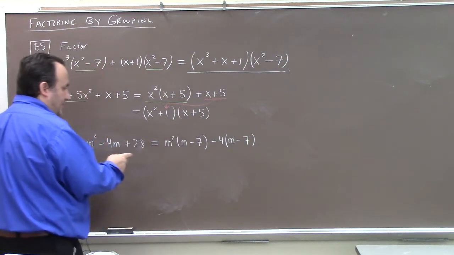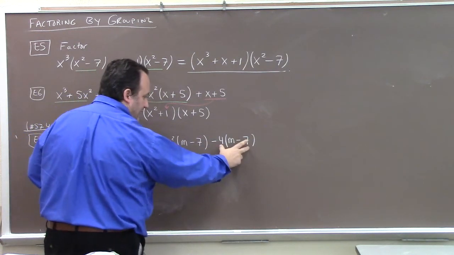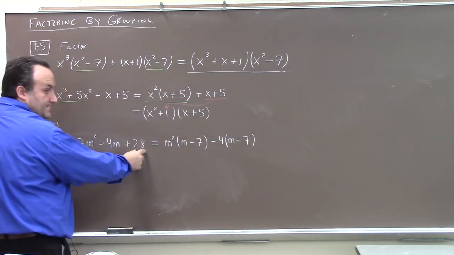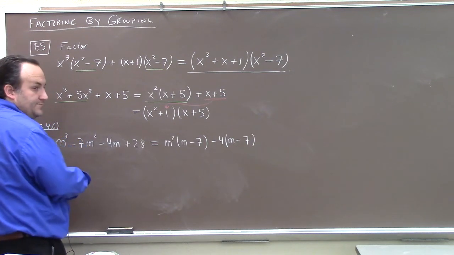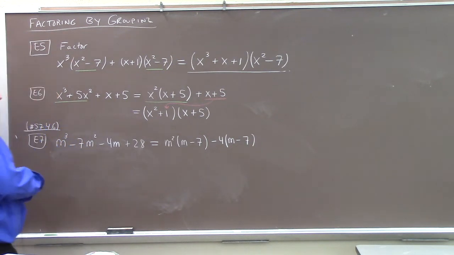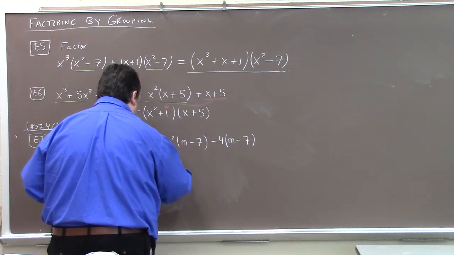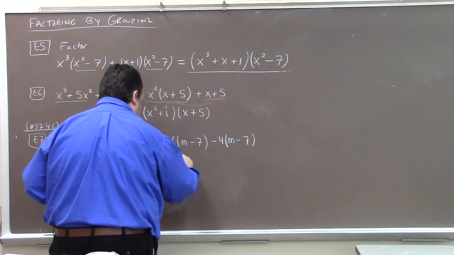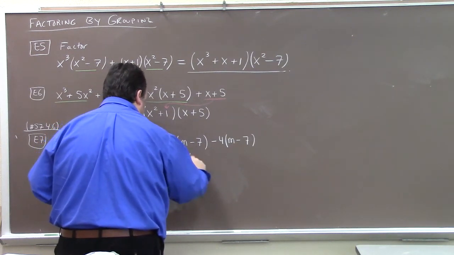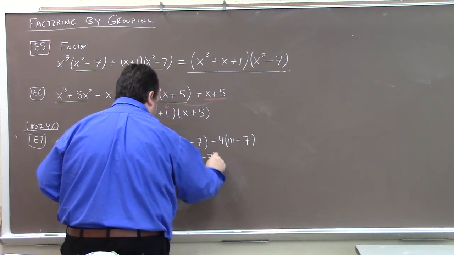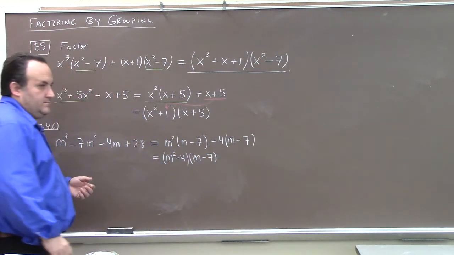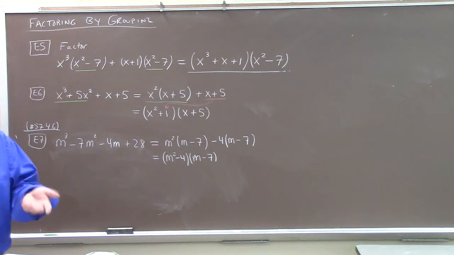That's a little bit tricky. Minus minus gives me plus, and 4 times 7 is 28, and I've got the minus 4m. And then I've got a common factor of m minus 7. So this factors to m squared minus 4 times m minus 7. That's factoring by grouping.